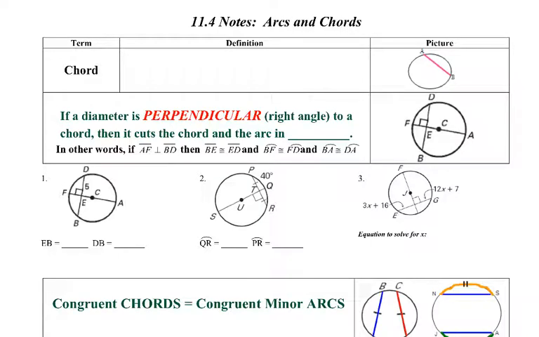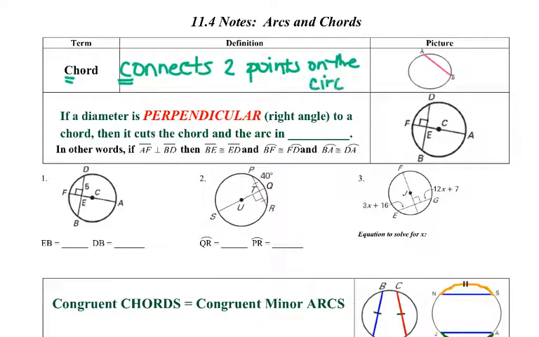Our next section here is on arcs and chords. We've already talked about arcs, but chord is a new word. A chord connects 2 points on the circle. So here's our chord here, AB. Or of course we could say BA.